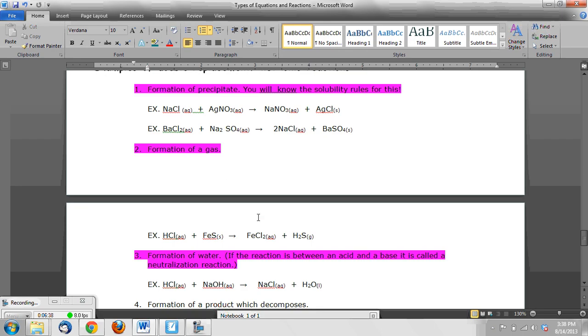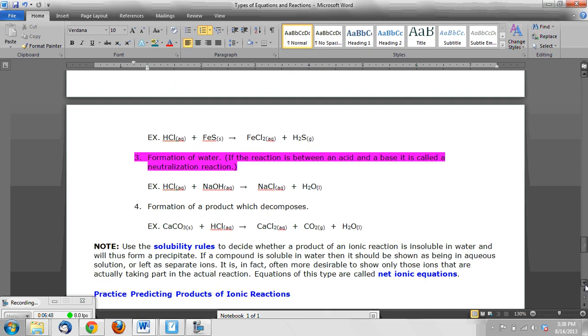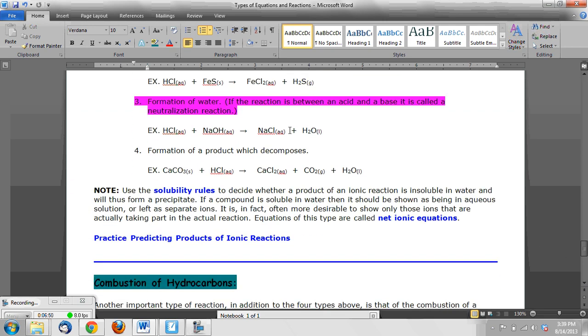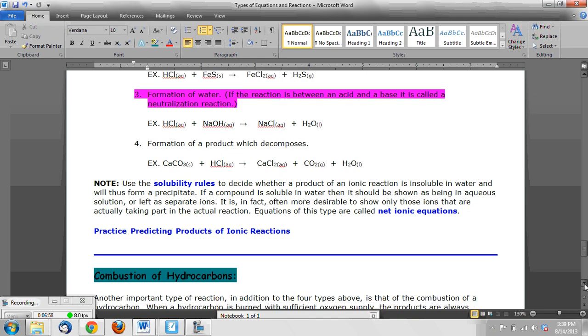Formation of a gas. Here we have H2S, or hydrogen sulfide, forming. This smells like rotten eggs. It smells horrible. And then lastly down here we have formation of water, which is from an acid-base reaction. And I told you it's called a neutralization reaction because we're making neutral water. Solubility rules will be important here. We'll get to that in Unit 2.